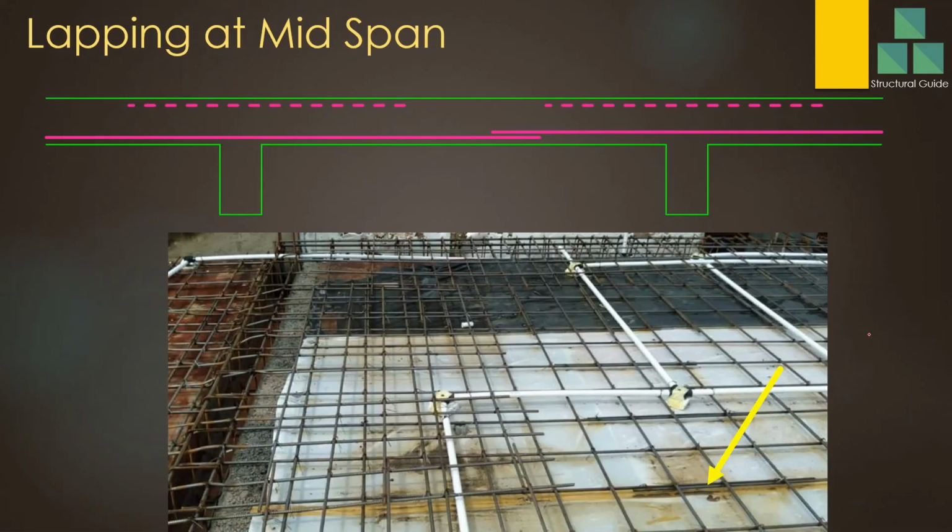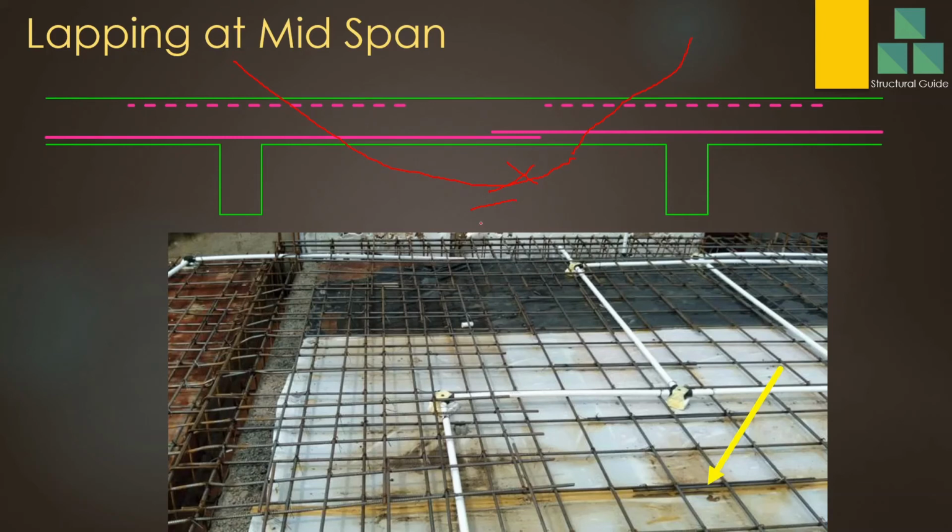Lapping at the midspan is also incorrect. So you have provided the top end portion, but you have provided the lap here. This is not correct because in a slab, as we discussed, there will be a hogging moment here. Then at midspan there will be a sagging moment. Here you have a sagging moment.